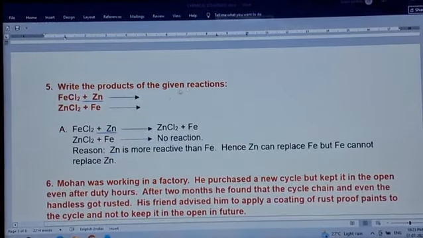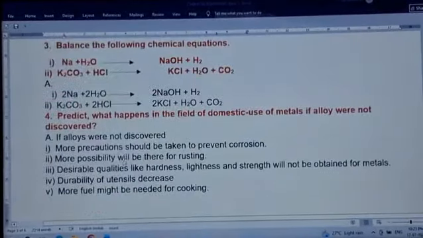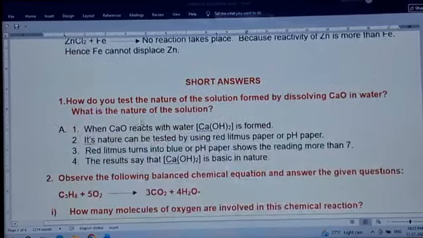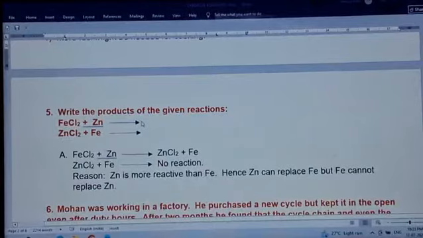Next, write the products of the given reaction. This I have already explained, children, here for 1 mark. The same thing is repeated, the same thing is given here, so it's a repetition, we need not take it, children.